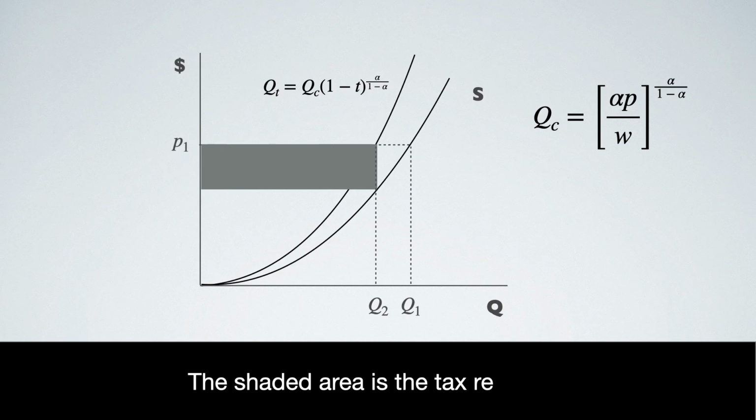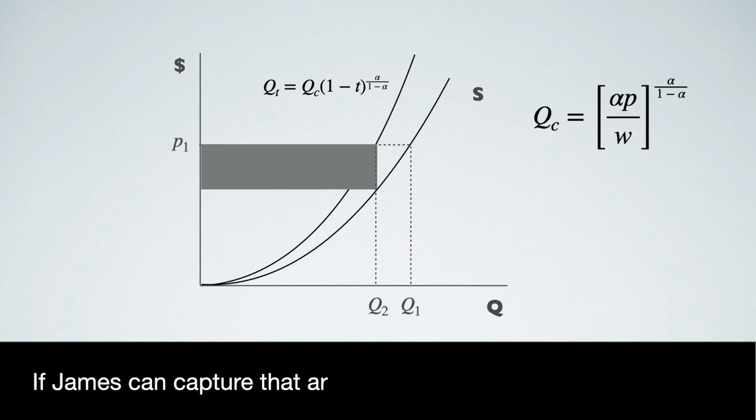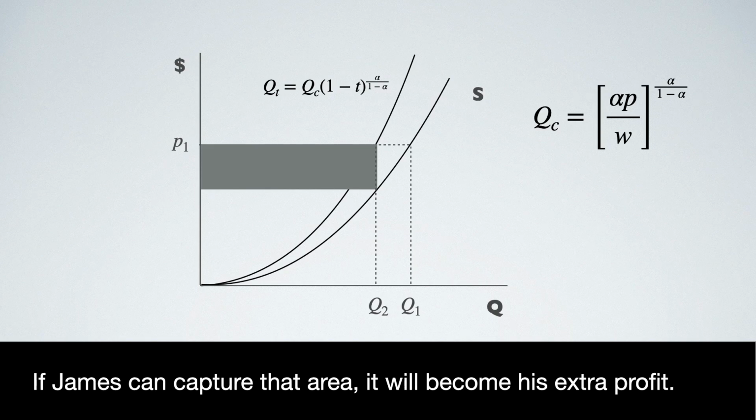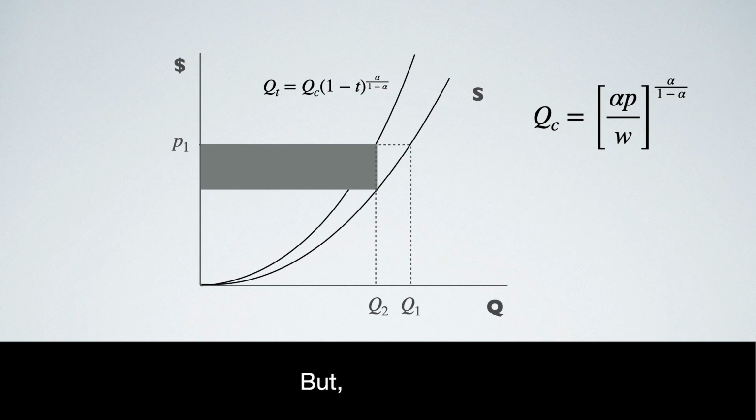The shaded area is tax revenue. If James can capture that area, it will become his extra profit. But how?